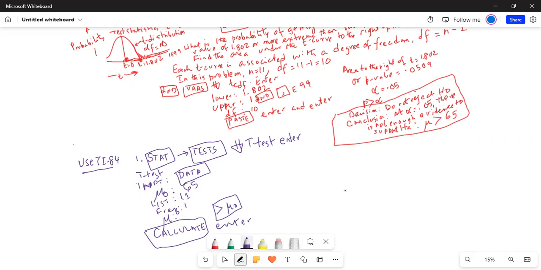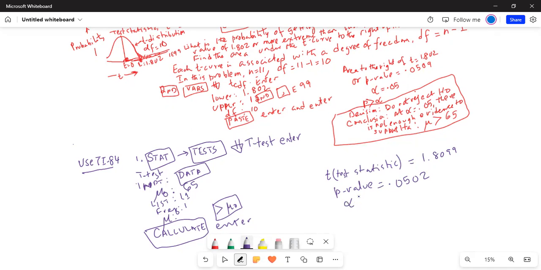So what did we get? Test statistic T. So T is your test statistic, is 1.8099. Okay. P value is 0.0502. Very close to what we got before, 0.0509.